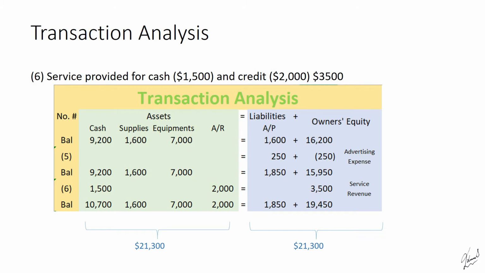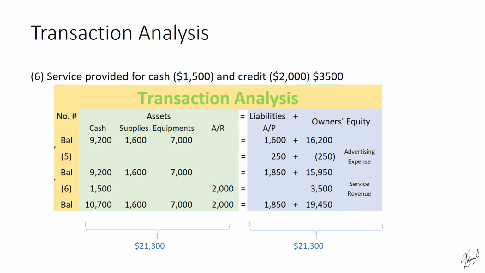Service provided, that means revenue has increased, and when revenue increases, it increases owner's equity. So under owner's equity we have added 3500, and we have already received 1500 amount of cash. So under cash column we have added 1500, and on credit, that means we have not received. Here in the earlier problem we had accounts payable, we purchased something and we did not pay. Here we provided some service and we have not been paid, so we will receive the cash later.